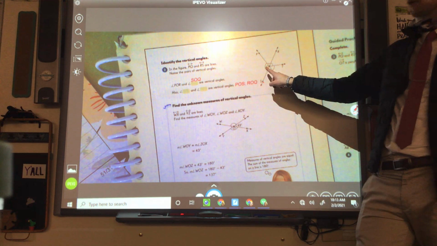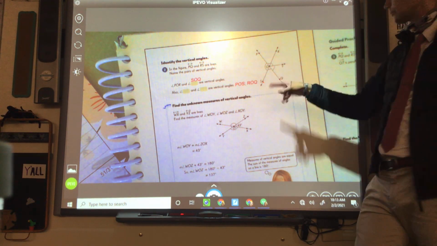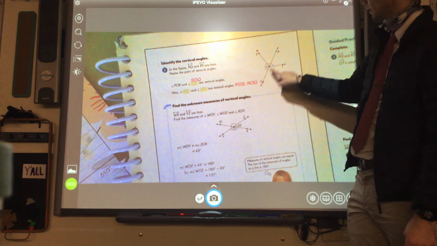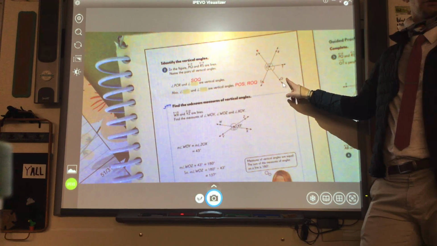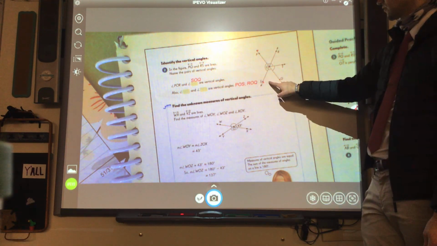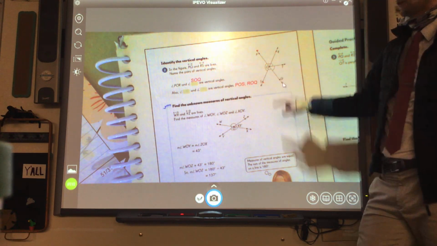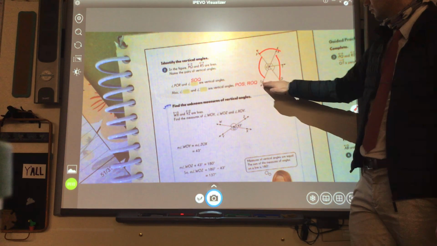Remember what I said from before? The fact that you add this line here, that doesn't make any difference. That doesn't stop these two, POS and ROQ, from being vertical angles. It just means that you have additional lines in there. So this and this are vertical angles, this and this are vertical angles. Here and here are vertical, here and here are vertical.